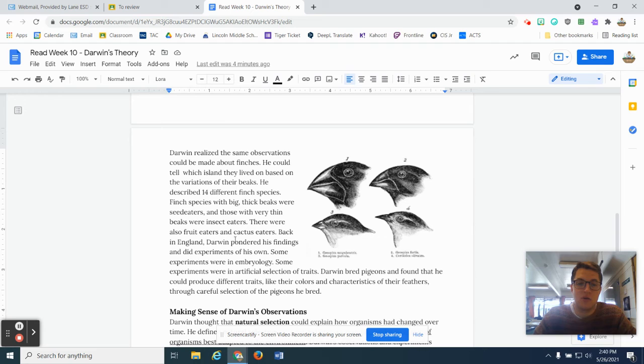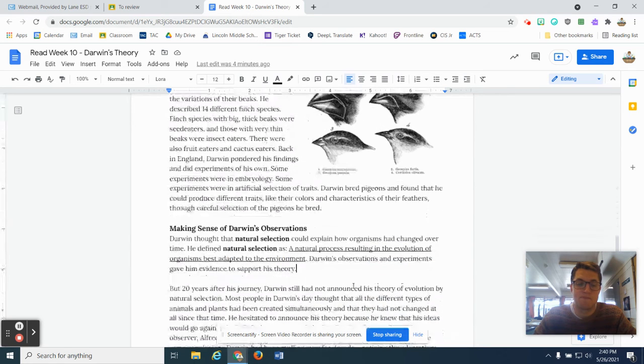Back in England, Darwin pondered his findings and did some experiments of his own. Some experiments were embryology. Some experiments were in artificial selection of traits. Darwin bred pigeons and found that he could produce different traits, like the color or characteristics of their feathers, through careful selection of the pigeons he bred.